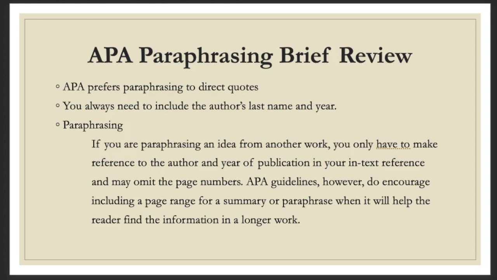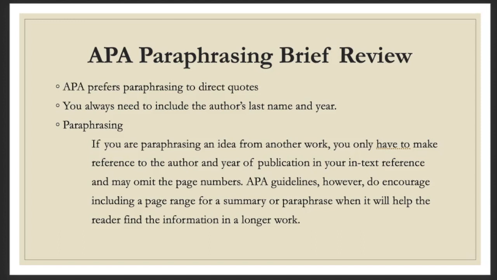So a big thing about APA, it was a big struggle for me being in humanities and going to APA, is that APA prefers paraphrasing to direct quotes. So MLA usually uses more direct quotes. APA uses more paraphrasing. So when you paraphrase, you always need to include the author's last name and the year. So remember, one of the critical things about APA style is that it does value the year that the work was published.